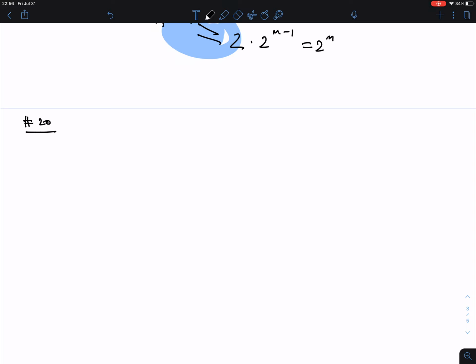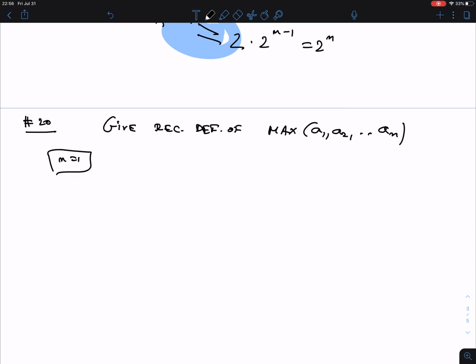So it says, give a recursive definition of calculating the max of A1, A2, up to AN. So we're going to start thinking more and more in terms of programs again, of algorithms, as in Discrete One. So this will depend therefore on n, the number of inputs. And so here's my recursive definition. Well, I have to do a basic step. If n is 1, that's the basic step, what do you have to do?